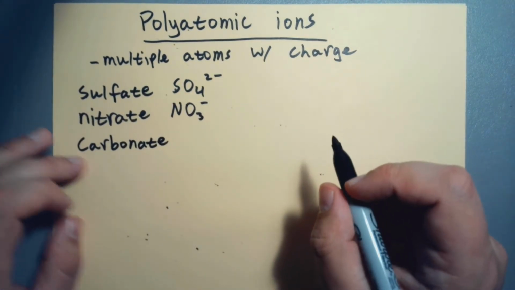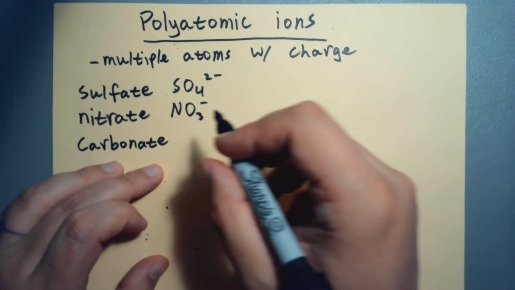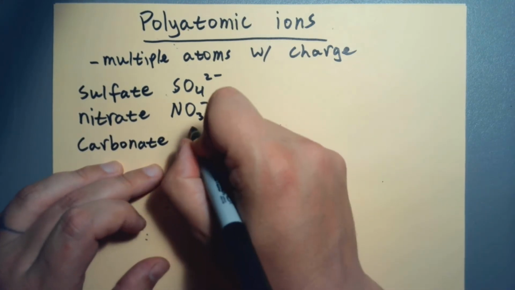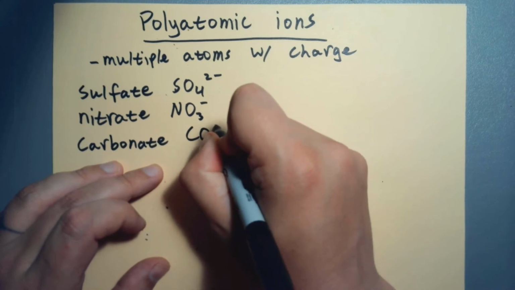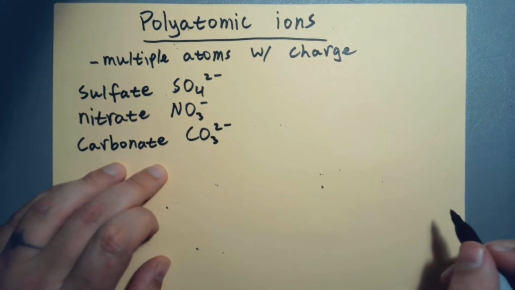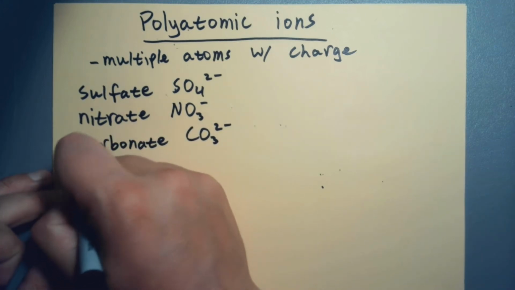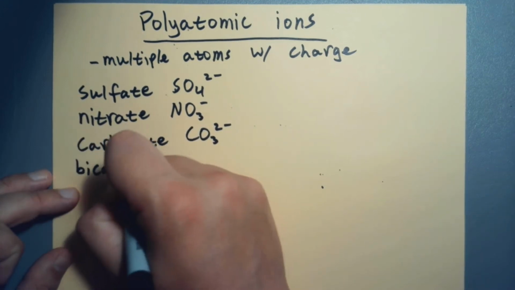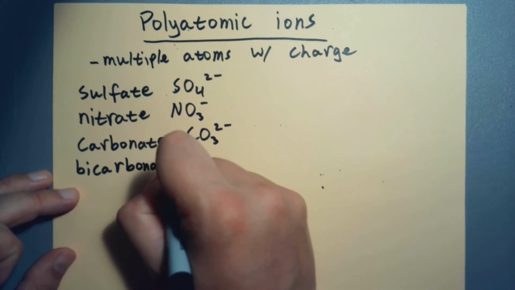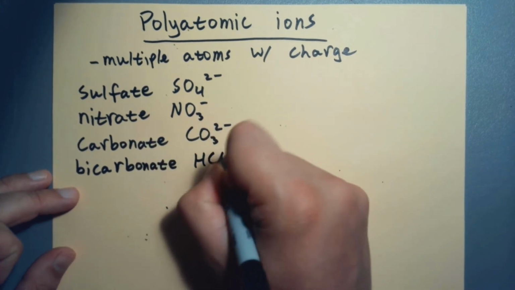If you're thinking that sounds like something in Star Wars, you're close. Carbonate is actually a very similar ion. So it's CO3 2-. And then we have bicarbonate, which is HCO3-.